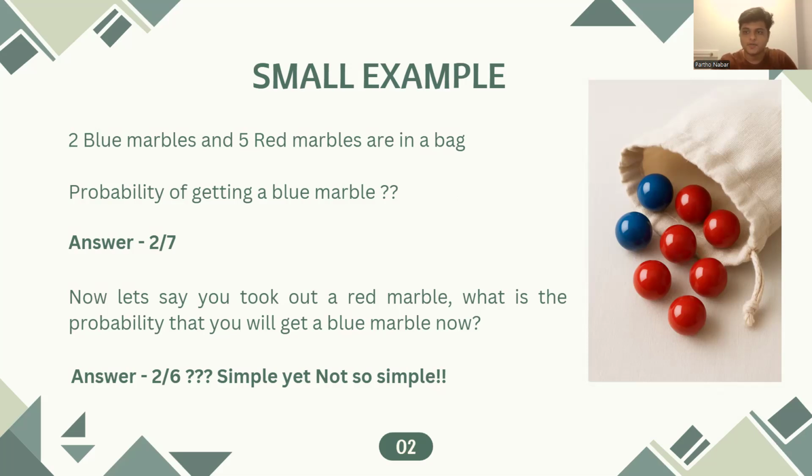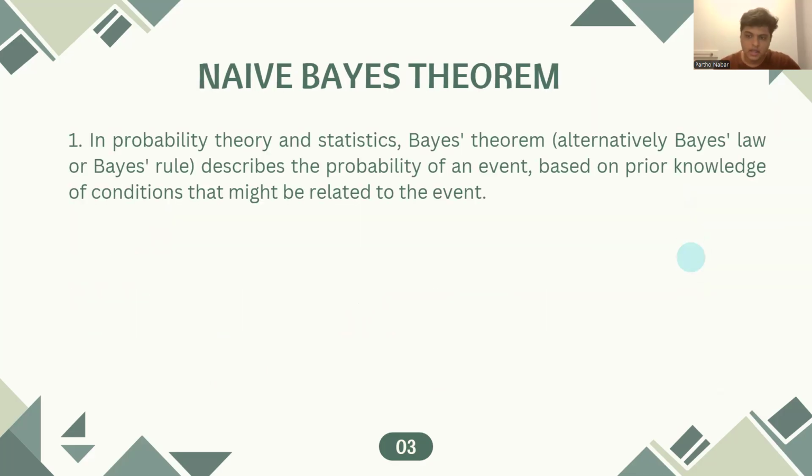What if I increase the number of bags from 1 to 4? What if I increase the number of colors from 2 to 7? This makes the problem more complex, and then we require naive Bayes theorem to get the solution quite quickly. So, what exactly is naive Bayes theorem? Naive Bayes theorem formalizes that idea.